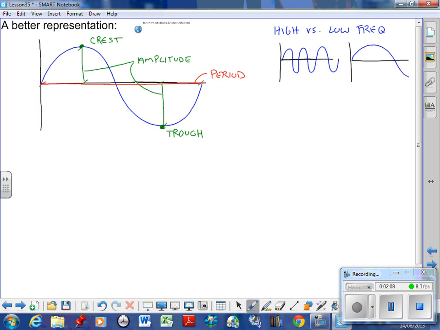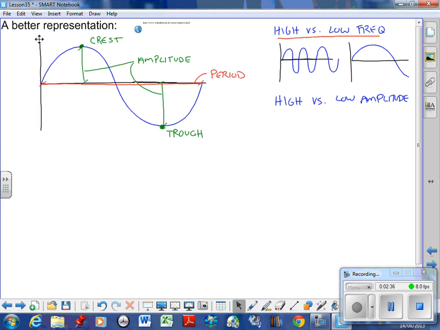Less cycles per second. If you play with the applet just a little bit, you can see that a little bit more clearly. So high frequency, more cycles occur. Low frequency, less cycles occur. The other one is high versus low amplitude.